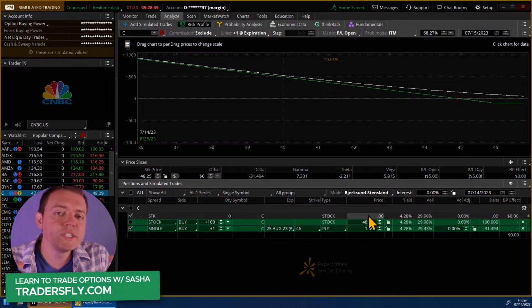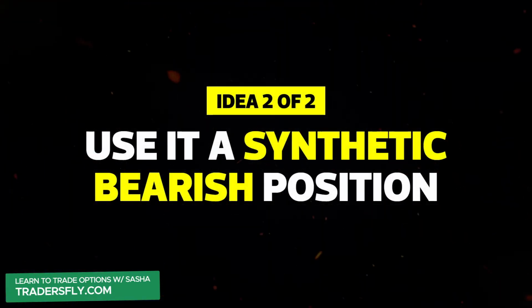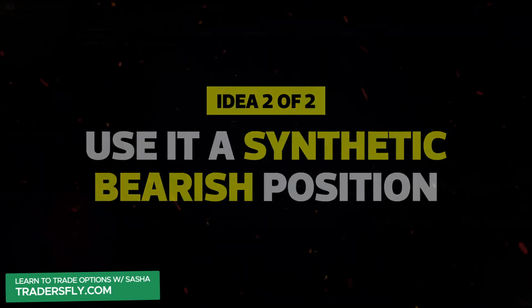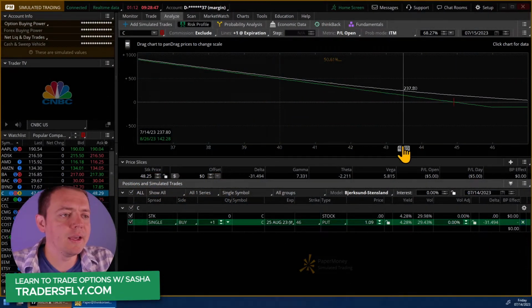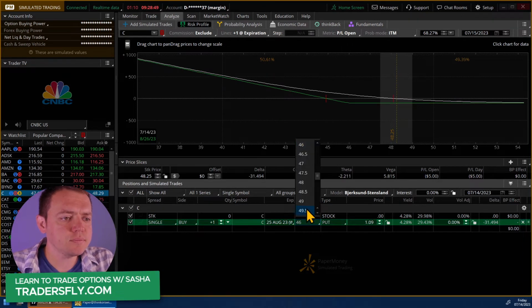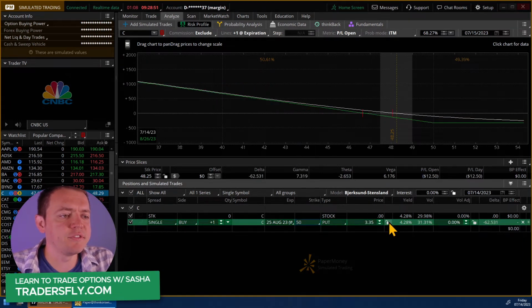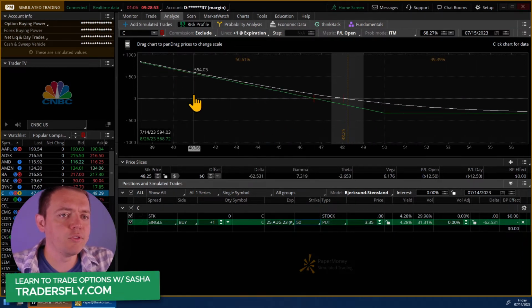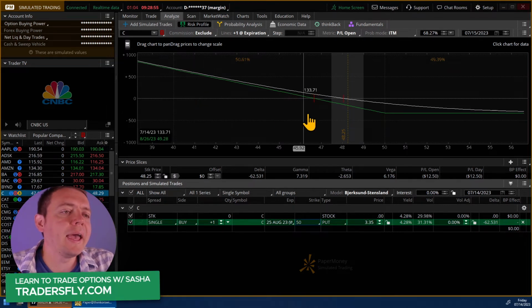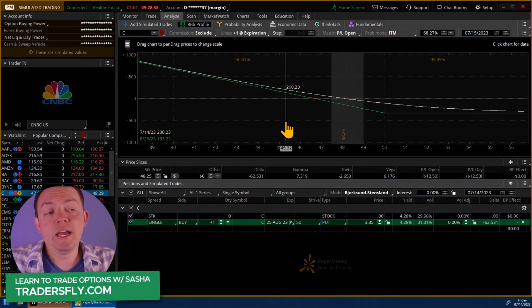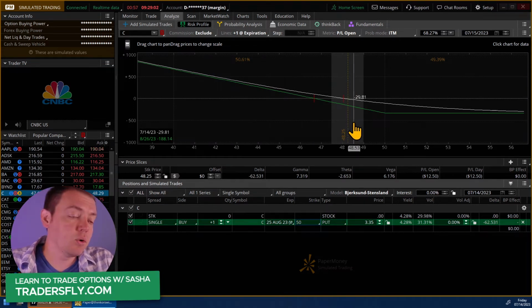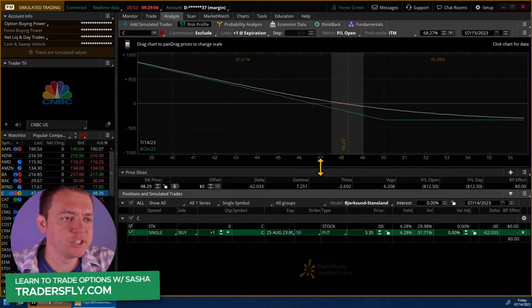Okay. Reason number 2 is use it as a synthetic or bearish position. Let's say you didn't have stock. What you can actually do is just buy a put on its own. And I can buy a put, let's say at the $50 range here for Citigroup here. And if it crashes or just goes down, I could just be bearish on it. It uses less capital than shorting the stock or going in and just doing it with shares. And if it goes down, you make money.